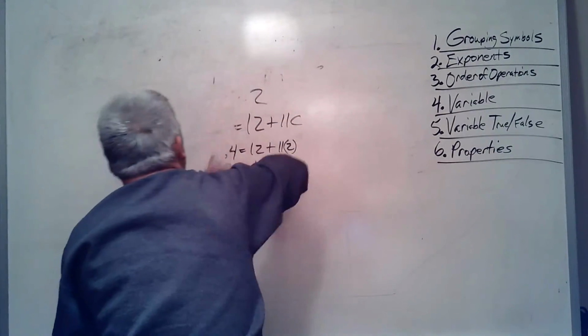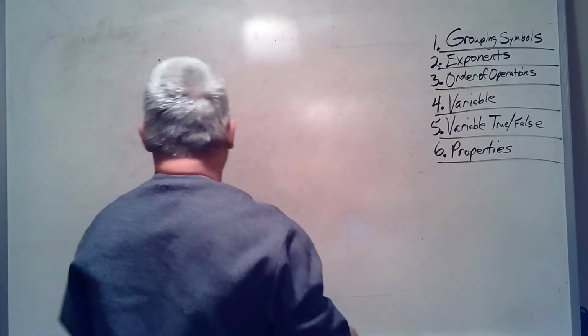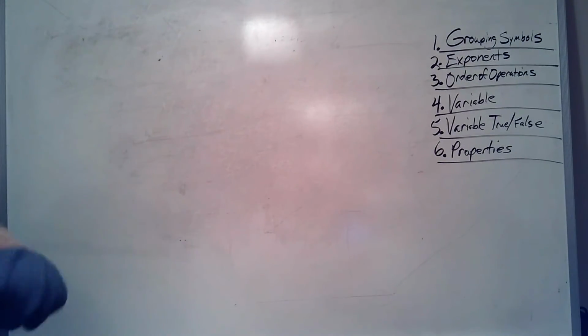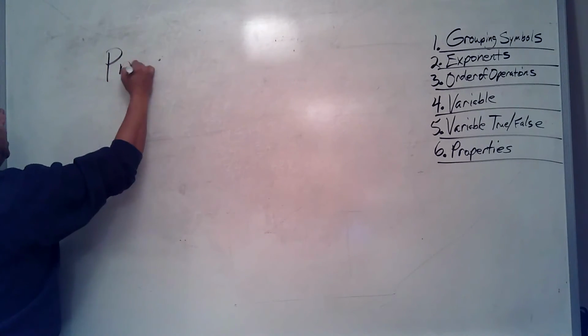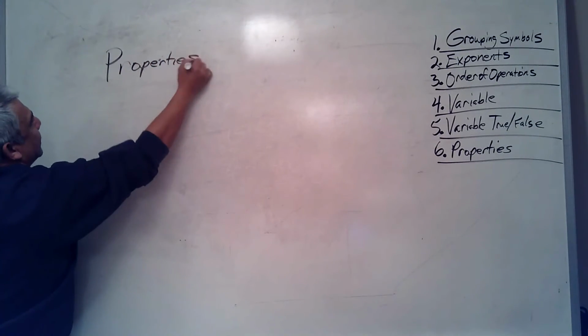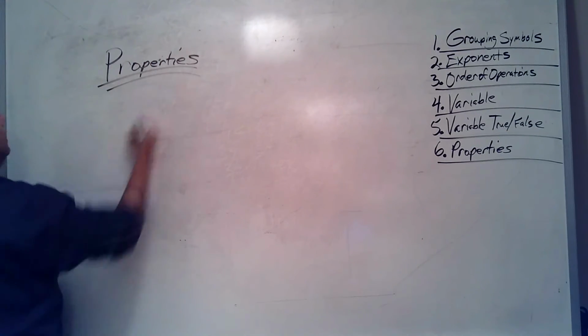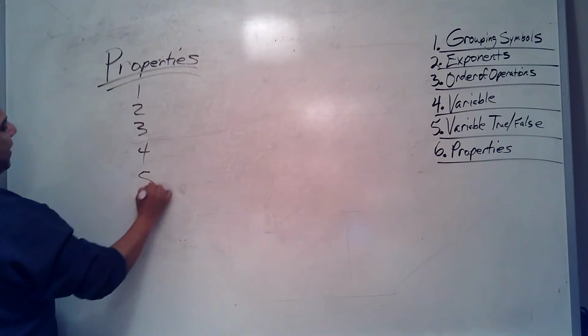Moving to the last one. Properties. And I'm not talking about Boardwalk or Park Place in Monopoly. The type of property that I'm talking about, properties. Alright? There's 5 of them. 1, 2, 3, 4, 5.